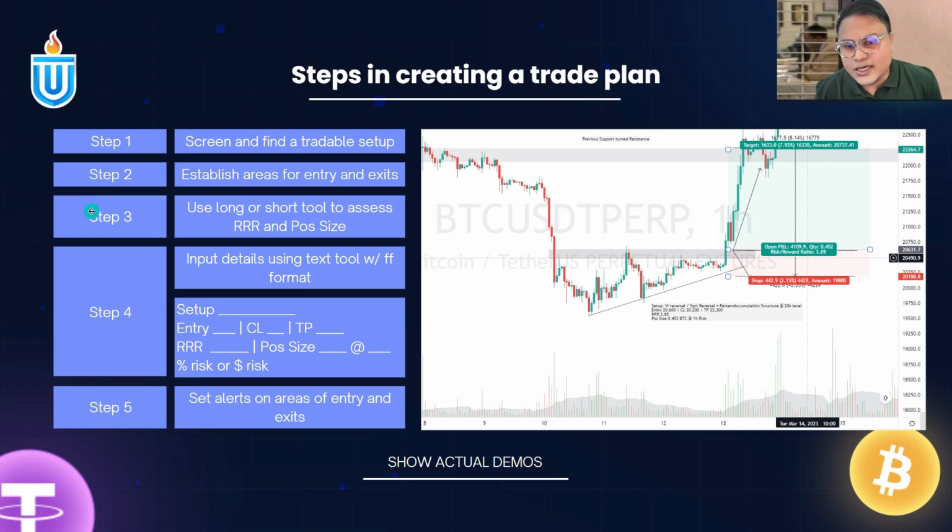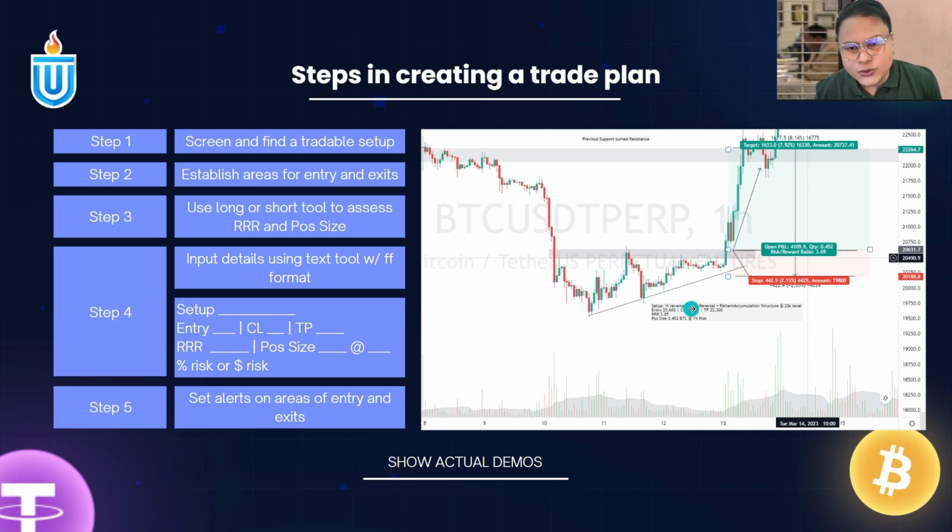Your next step is establishing your areas for entry and exits, which in this example, our entry is at 20,600 and then our cut loss level is at 20,200. Yun yung cut loss exit mo and your target exit mo is 22,300 USDT per Bitcoin. So yun yung step 2.